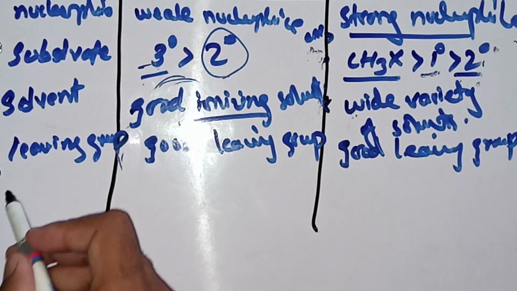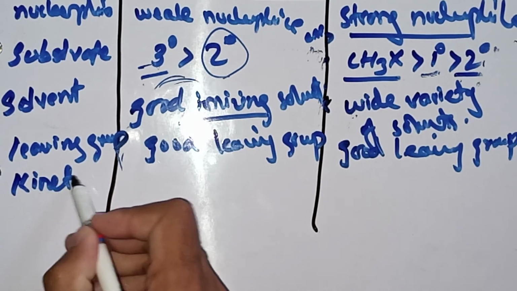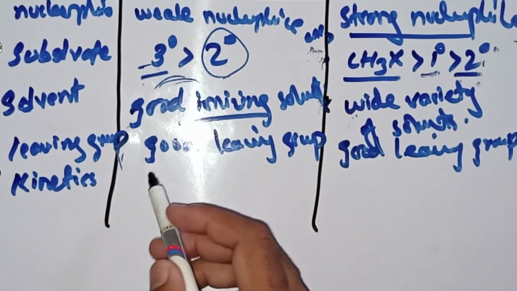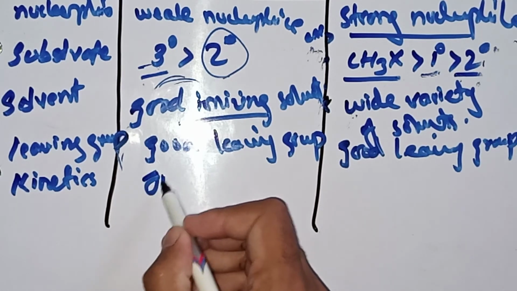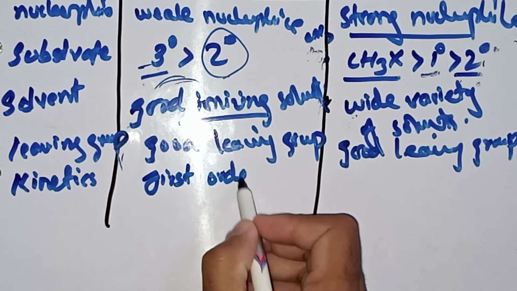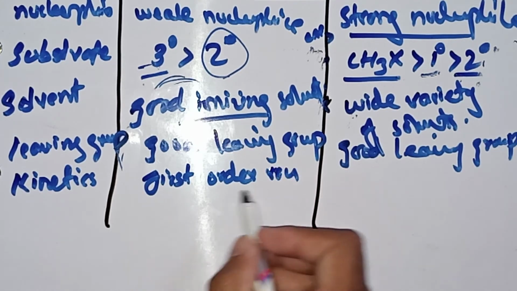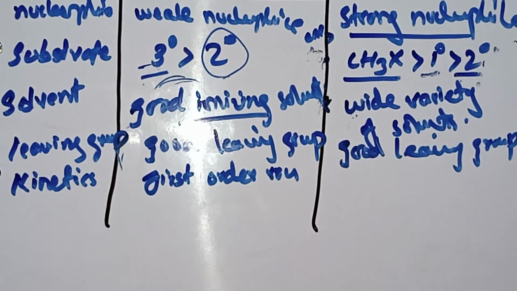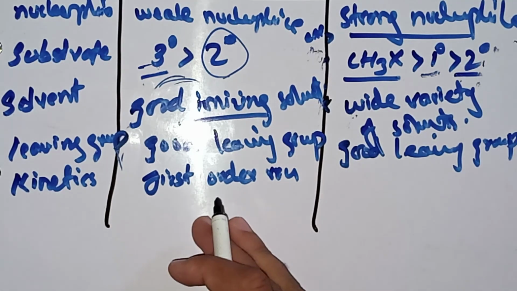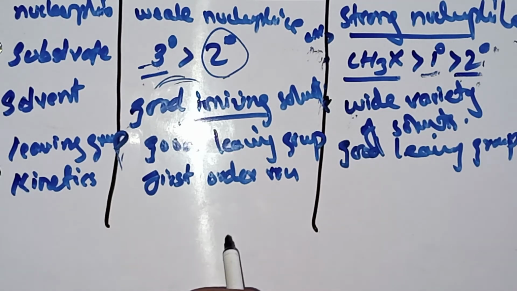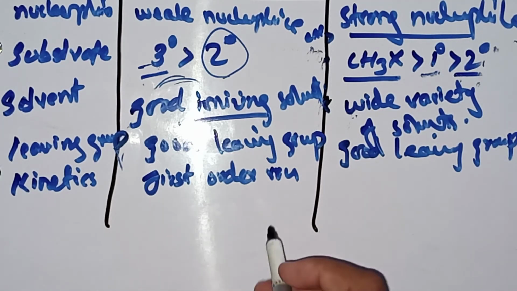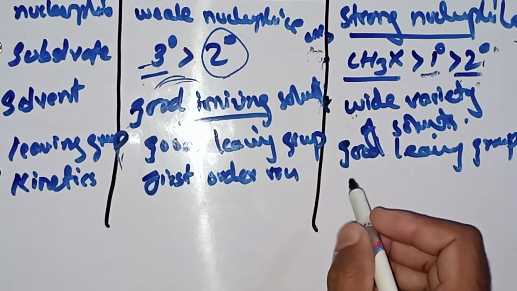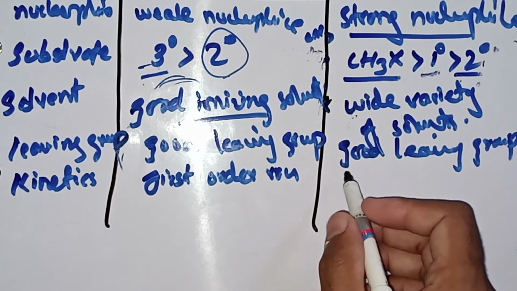Another property is kinetics. The SN1 mechanism kinetically follows a first order reaction, meaning in the rate determining step only one molecule is used in most cases. So that's why it follows a first order reaction. A first order reaction is one in which the speed of the reaction depends upon the concentration raised to the power 1. While in the case of SN2, most SN2 reactions are kinetically second order reactions.